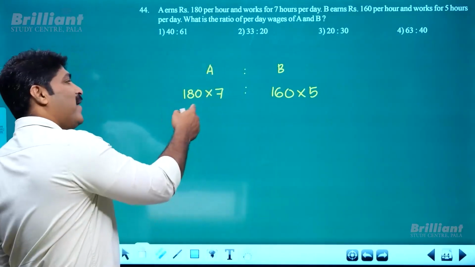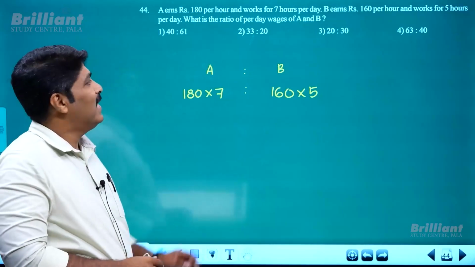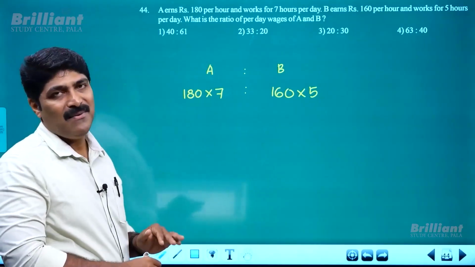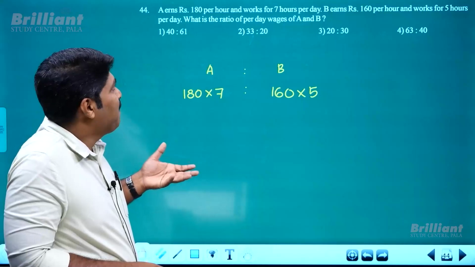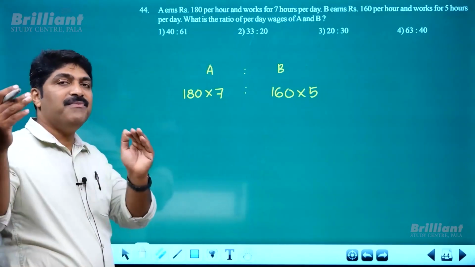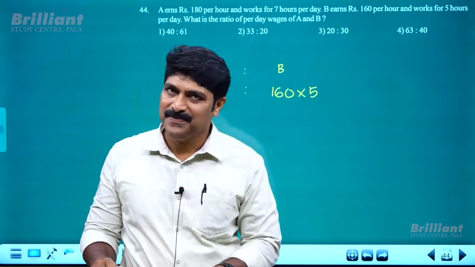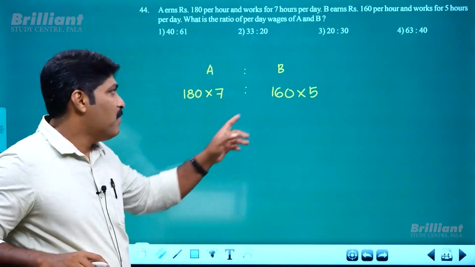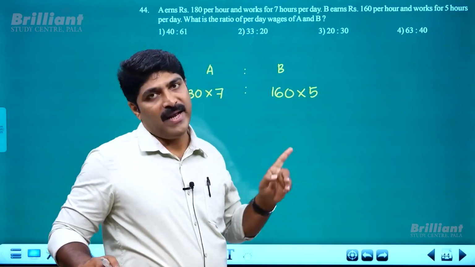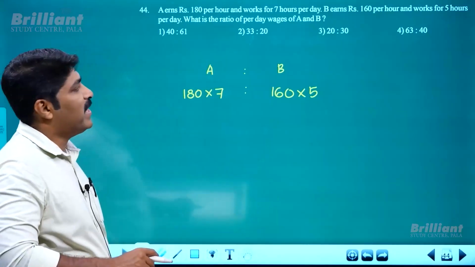If we consider the factor 9 in this 180, we know that 180 is a multiple of 9, right? With the help of that factor also, you can catch the answer. This 9 won't be simplified with the second value. So in this way, we can catch the answer.